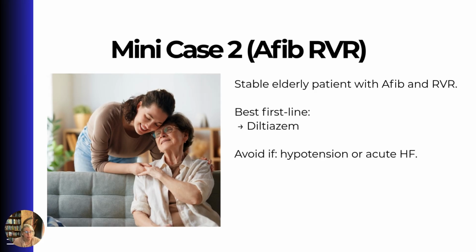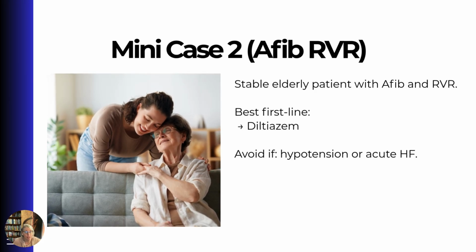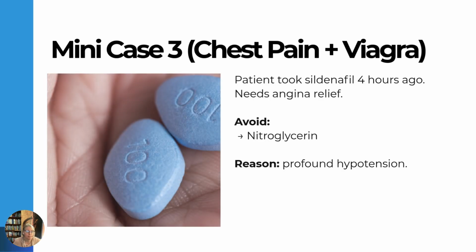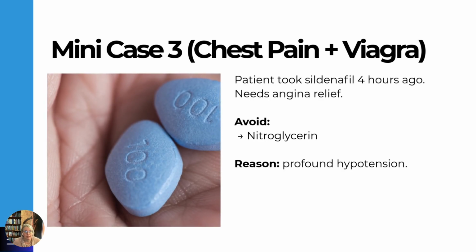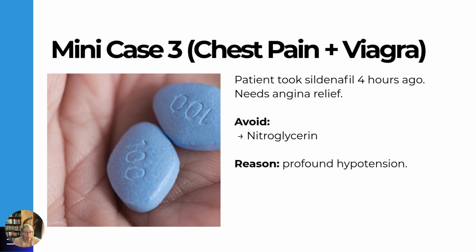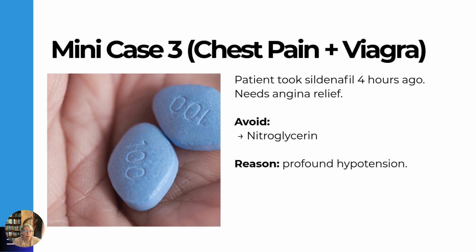AFib with rapid ventricular rate. So we have a stable elderly patient with AFib that has RVR. The best first line, and almost always with AFib, is diltiazem. So remember diltiazem for AFib, except if there's hypotension or acute heart failure. And lastly, chest pain plus Viagra. The patient took sildenafil 4 hours ago, needs angina relief. You do not give them nitro because that will cause profound hypotension.